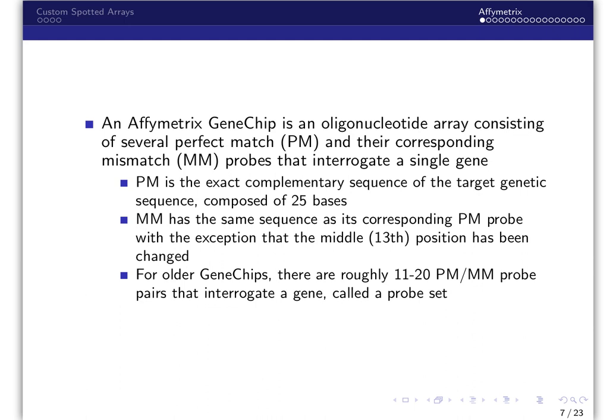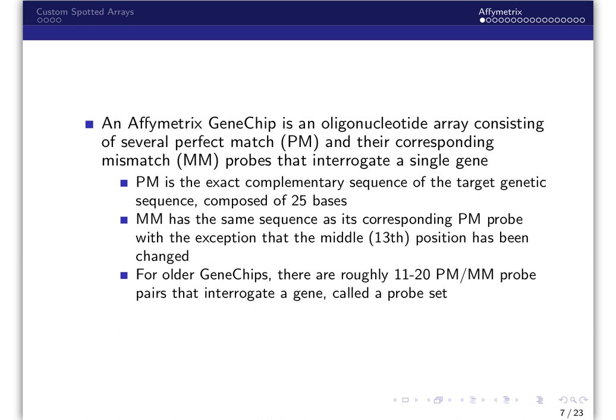We will now discuss expression summaries for Affymetrix GeneChips. Recall that an Affymetrix GeneChip is characterized as being composed of multiple 25 base sequences, each probing a specific gene or expressed sequence tag. There are 11 to 20 perfect match and corresponding mismatch probe pairs that interrogate for each gene. The set of PM and MM probe pairs that interrogate for a specific gene is called a probe set.